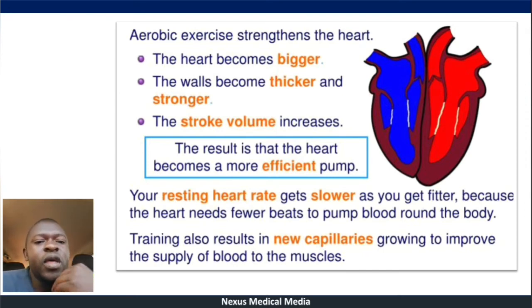Then training will also result in new capillaries growing to improve the supply of blood to muscles. So those who exercise have this development of new blood vessels, capillaries. It's called angiogenesis, development of new blood vessels because they exercise. So that's the thing. They have a good supply of oxygen in those big muscles.